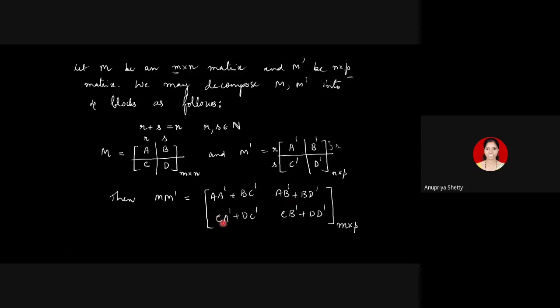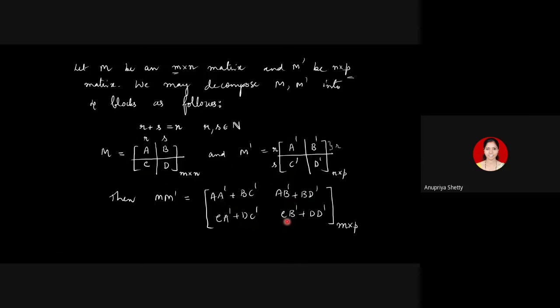What about C into A dash? C has how many columns? R columns. A dash has how many rows? R rows. So this is defined. D has S columns. C dash has S rows. So that product is defined.